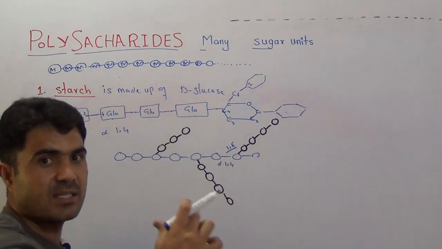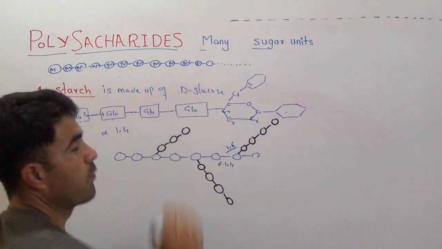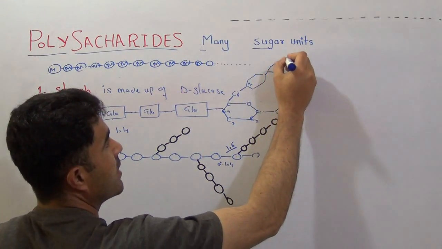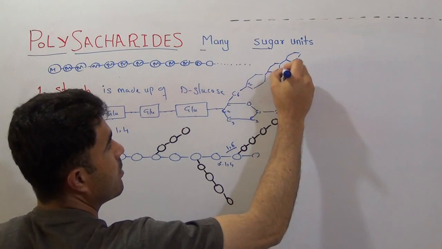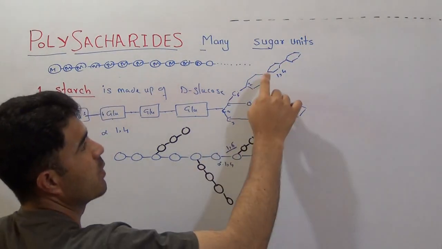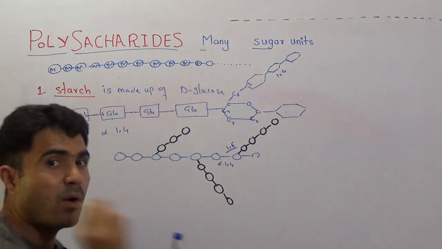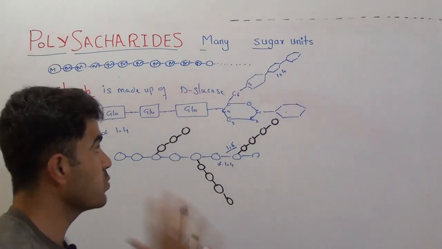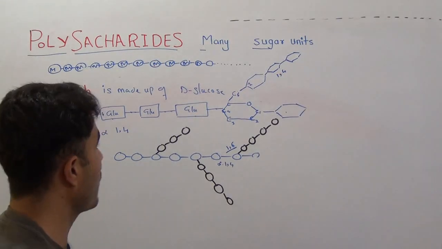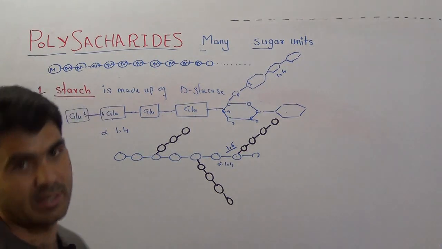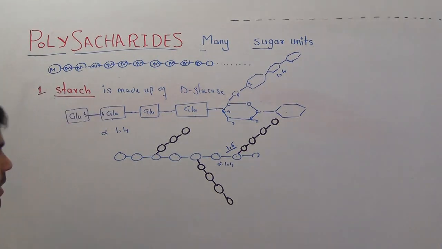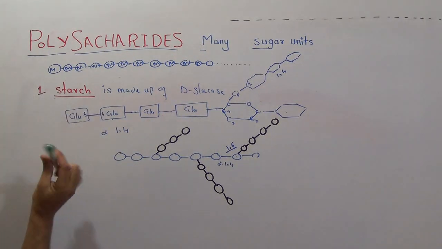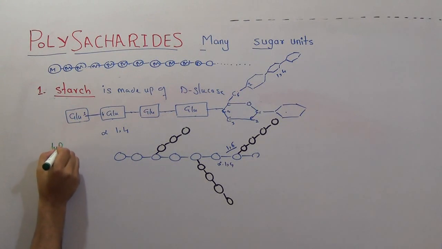Once a branch is established by alpha 1,6, you will find so many units again linked together by alpha 1,4, alpha 1,4, alpha 1,4. Only at the branching point you will see alpha 1,6. That is very important to know, which bond is there in starch. Okay, now we will come to the types of starch. Let me write that down, types of starch.